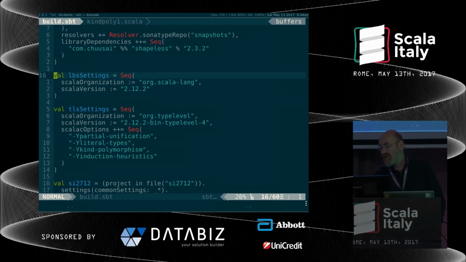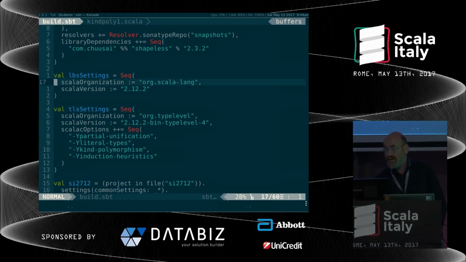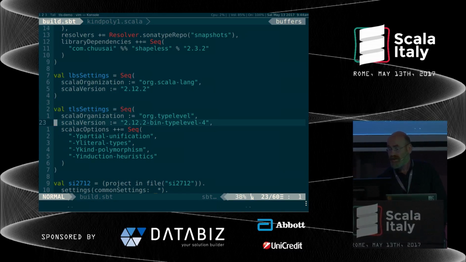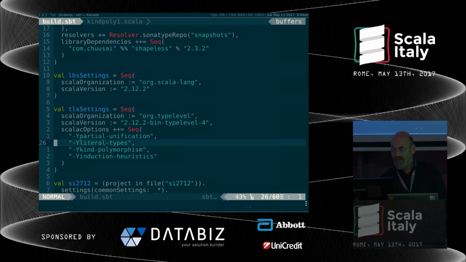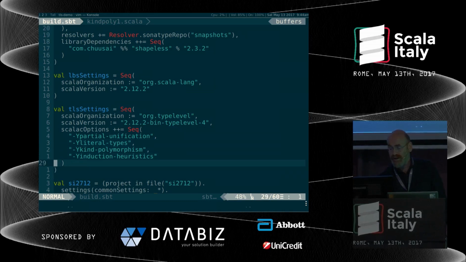And you'll notice, these are the settings that we have. So we can switch between using the Lightbend Scala compiler or the type-level Scala compiler just by configuring a different set of settings here. So this would be the Scala organization, this would be the Scala version for Lightbend Scala, and then for type-level Scala, we have org.typelevel as the organization, we have the different Scala version, and then we just add a bunch of scalac options. So we've got partial unification enabled, that's the SI-2712 fix, that's the 42.type, the literal type stuff, so kind polymorphism and the induction heuristics, so they're enabled.